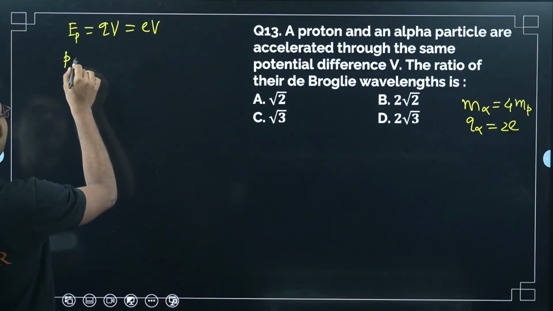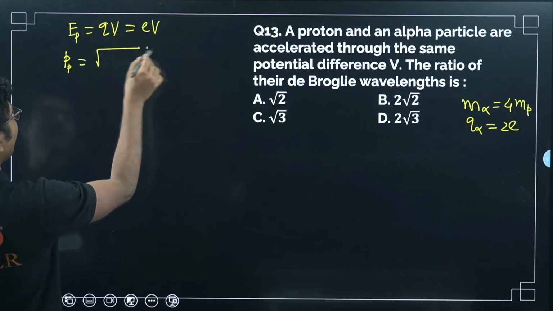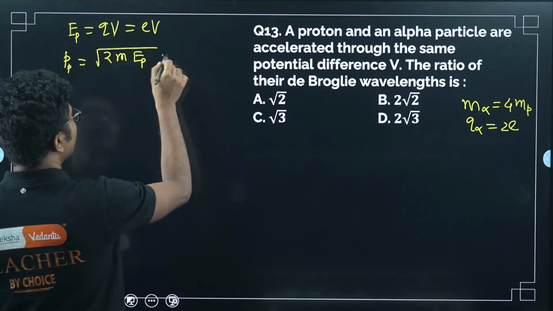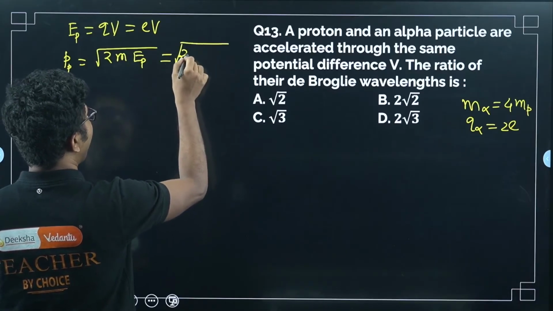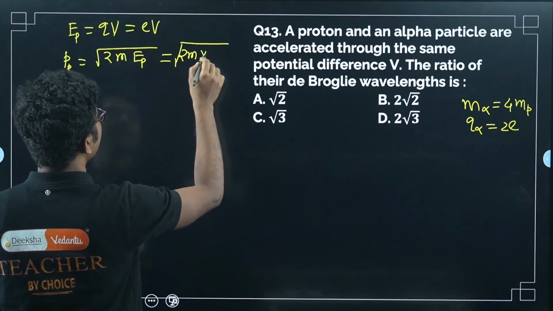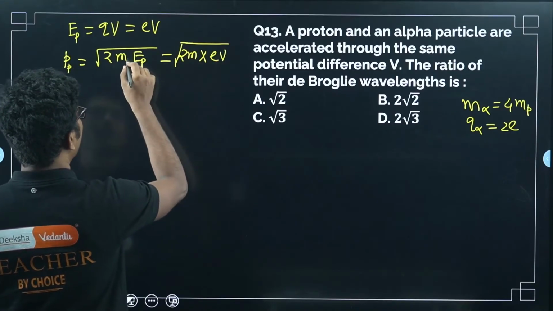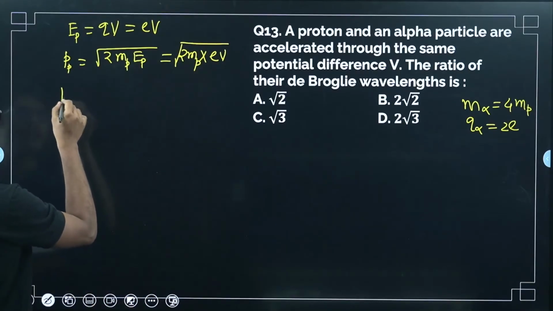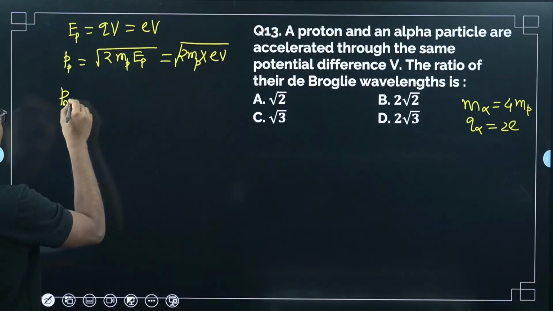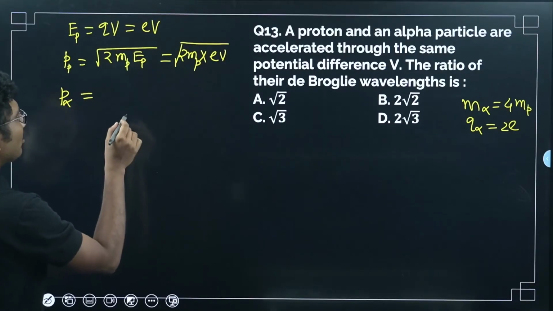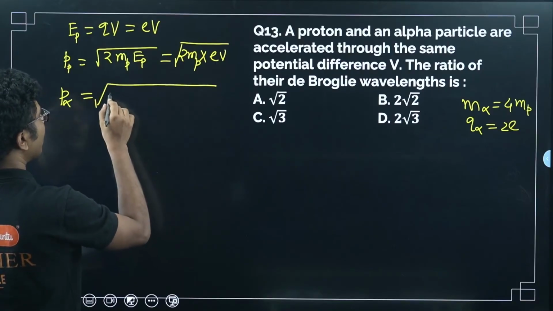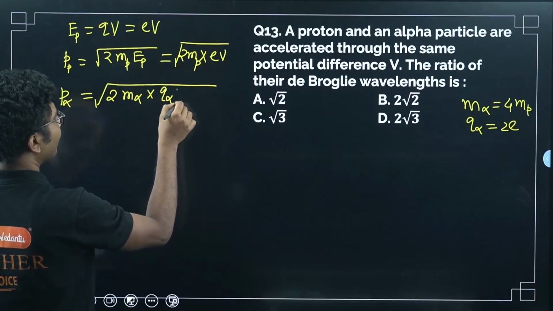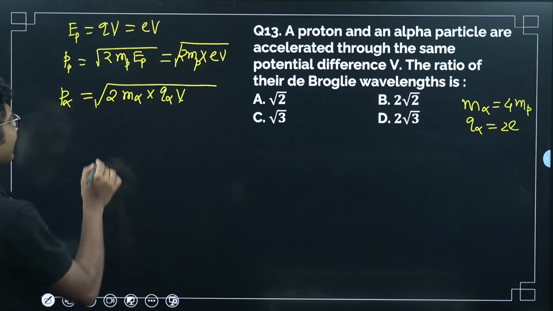Okay, now what is the momentum? We know that momentum of a proton is given by square root of 2m times eV, where m is the mass of a proton. I think you should be familiar with this by now. Now what will be the momentum of alpha? Using the same logic, we can calculate the momentum of the alpha particle: square root of 2 m alpha times q alpha V. So we have intentionally written everything in terms of alpha.